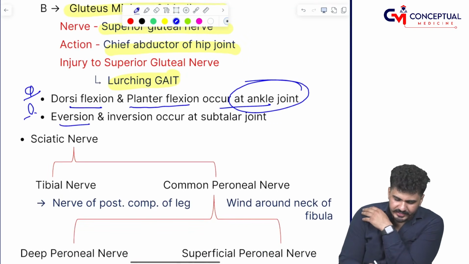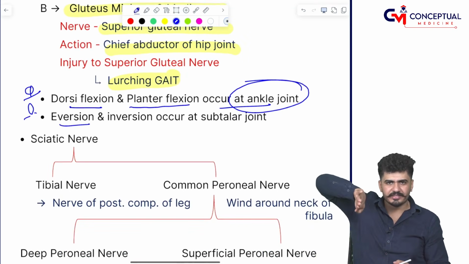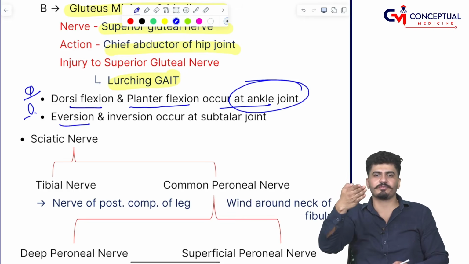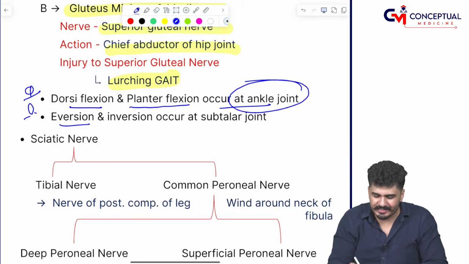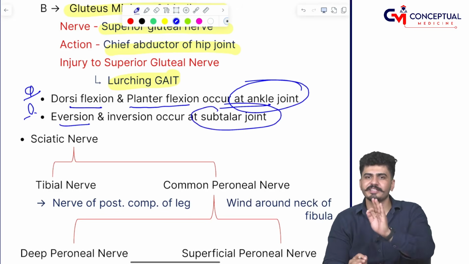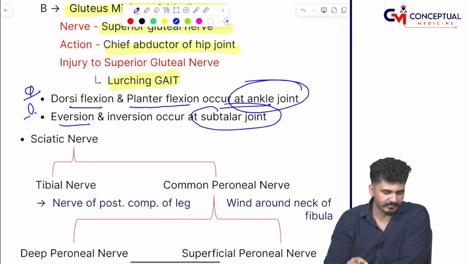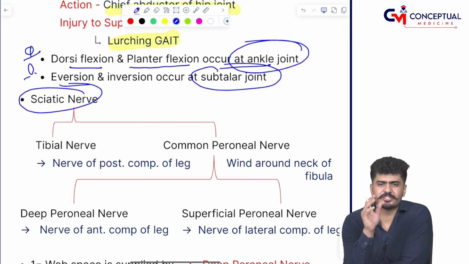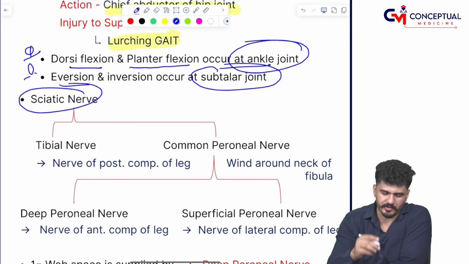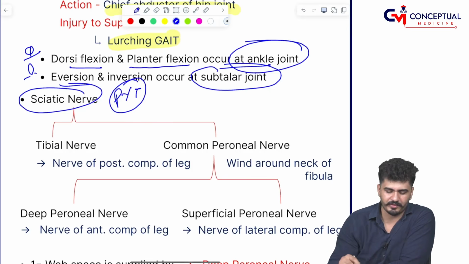Now, eversion and inversion. This is eversion of the foot. This is inversion of the foot. Okay? Inversion is not like this; it is like this, towards the outside. Okay? Where are they occurring? At the subtalar joint. These also are two one-liners you have to remember for the exam. Yes, Trendelenburg sign you are going to get in such a case. Okay. Now let's study the root of the sciatic nerve, because this is again a previous year topic for your exam.